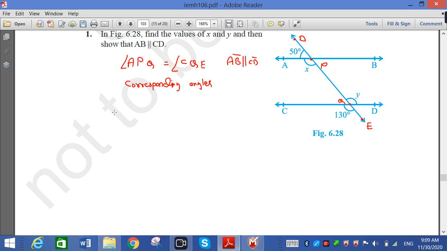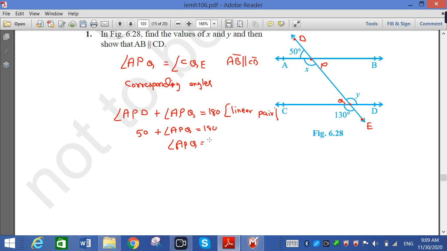Now to find out x, I am writing it here. Angle APD plus angle APQ is equal to 180, linear pair. So APD plus APQ is equal to 180. Now APD is given as 50, so we can easily find out. Angle APQ is equal to 180 minus 50, that is 130. So we have got the x value.